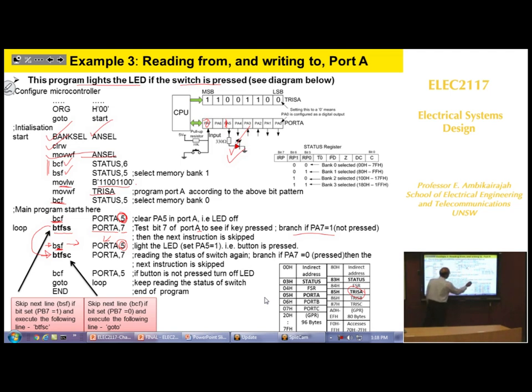If it is still 1, it's not pressed, that means you skip that instruction, you jump from here to here. When you jump from there to there, you keep reading the status of the switch again. Has it been pressed? It wasn't pressed before. Has it been pressed again? And if you find it is pressed, that means branch, if PA7 is 0, the next instruction is you skip that one, you go here, and then you go back.